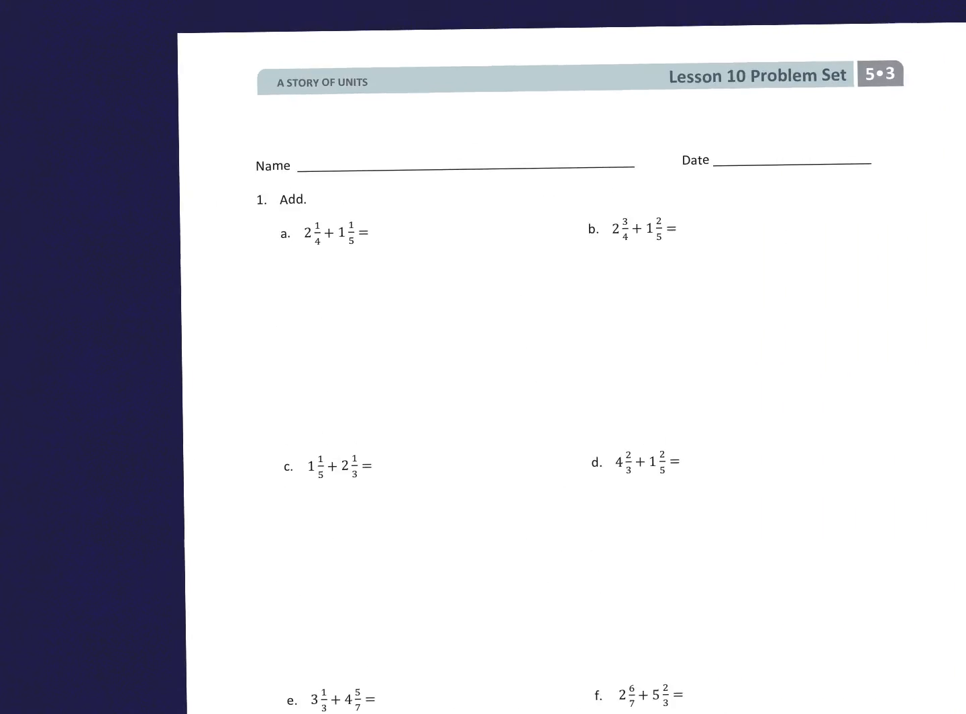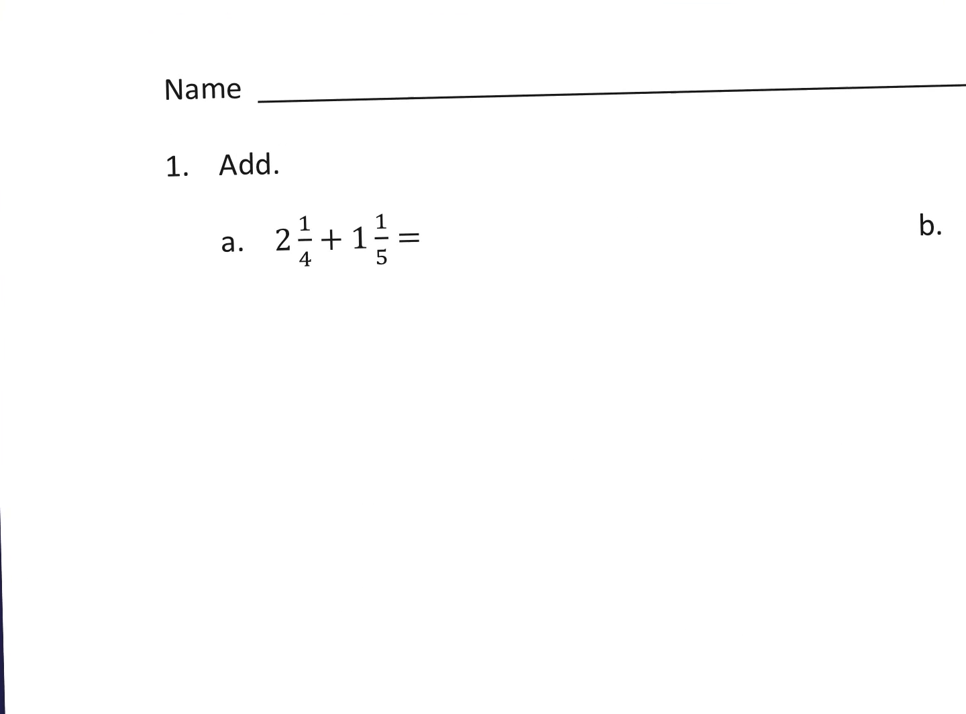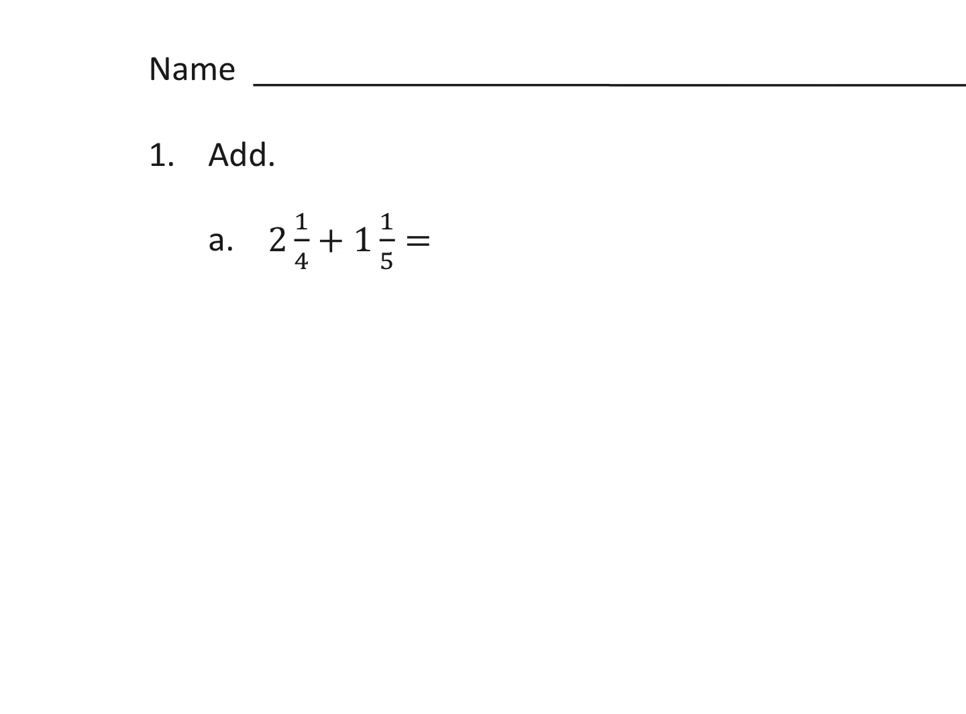So let's look at number 1. It says add. What we're going to be doing today is taking mixed numbers that have different denominators, right? The denominator is the number on the bottom. And we're going to add them together. First off, let's focus on the fact that these are mixed numbers. What makes it a mixed number? Well, we have a whole number and a fraction. It's a mix of whole numbers and fractions.